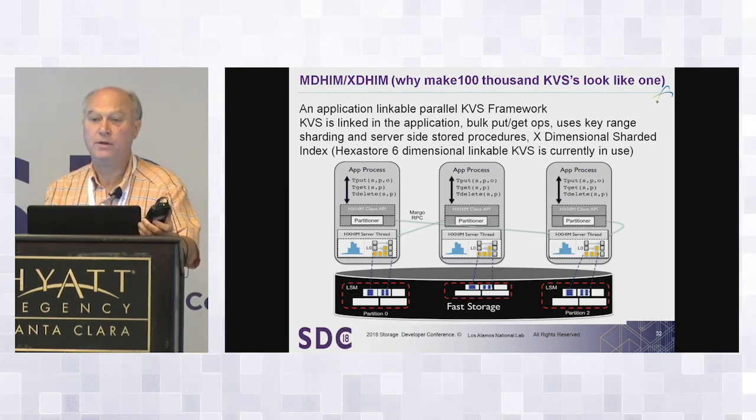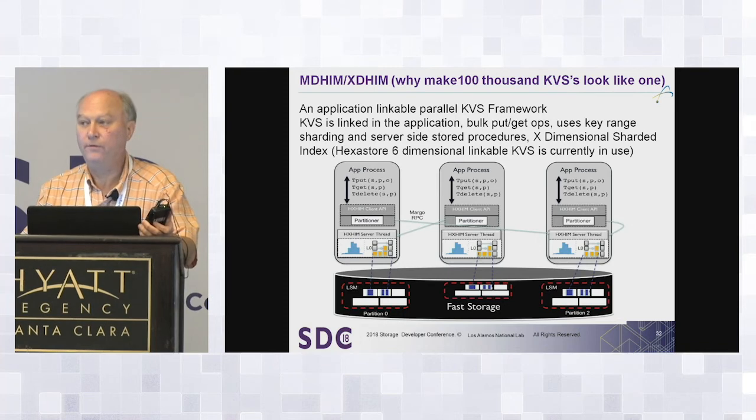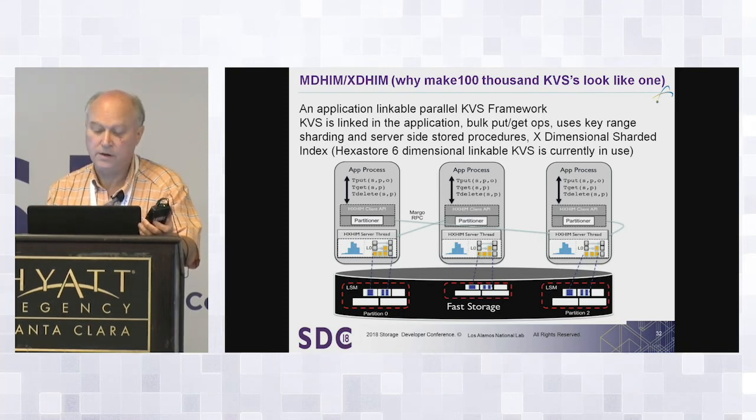All I wanted to know was where the particle was. What if I wanted to know not only where the particle was, but what was going on around it that made it be a fun particle? And so that implies more dimensions of index. How do you do a multi-dimensional index at this scale, trillions of things, and you're trying to keep 3 or 4 dimensions of index against it? And so that's what MDHIM and XDHIM is about.